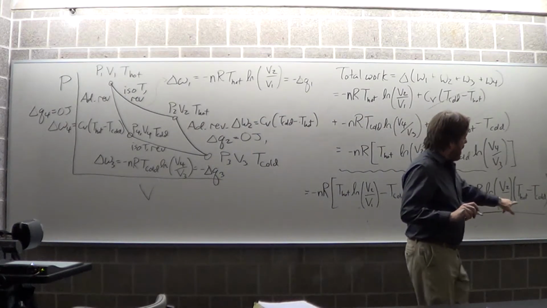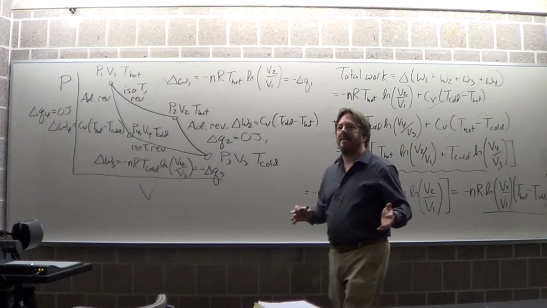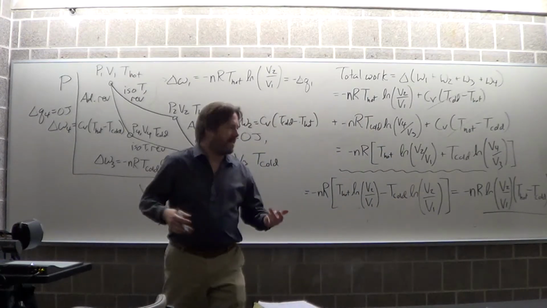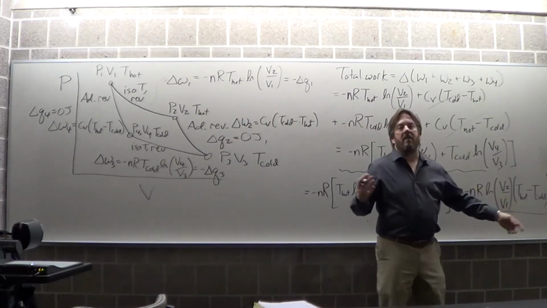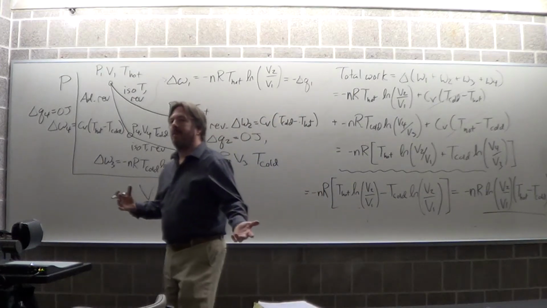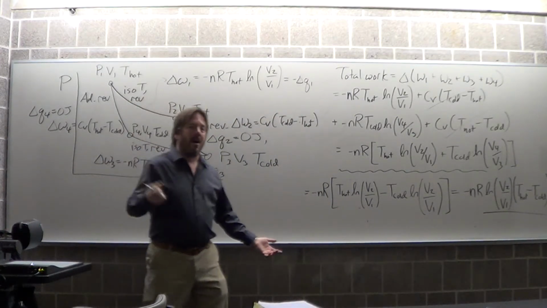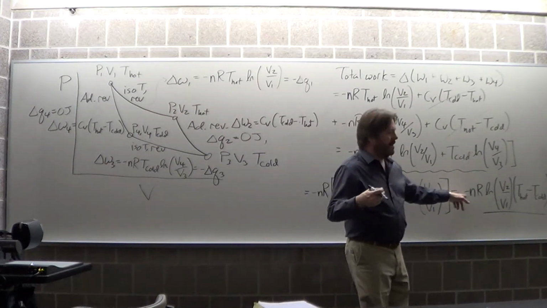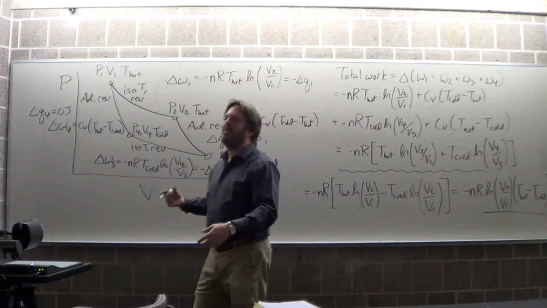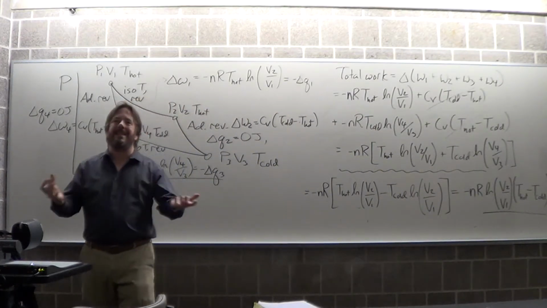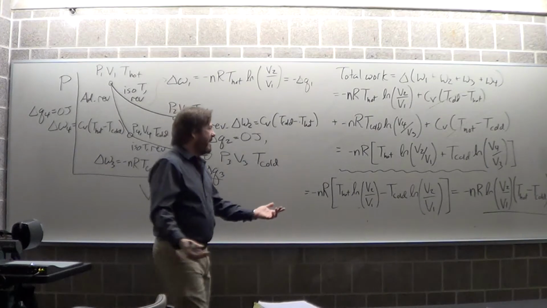What I do get from this is, all right, is T hot minus T cold positive? Obviously. I just said ln V2 over V1, V2 is bigger than V1, so positive. R is positive, N is positive. Minus a bunch of positive numbers, negative. Net work is negative. Right, net work is negative.